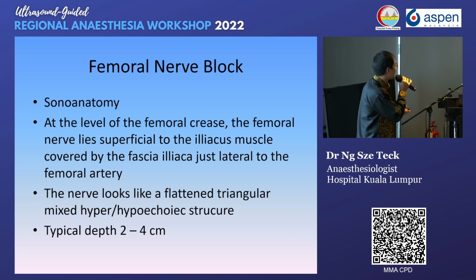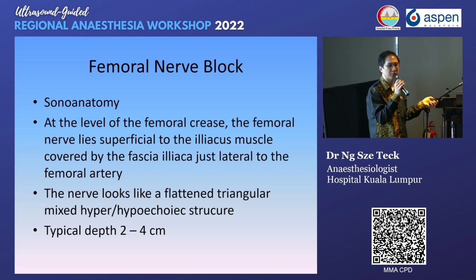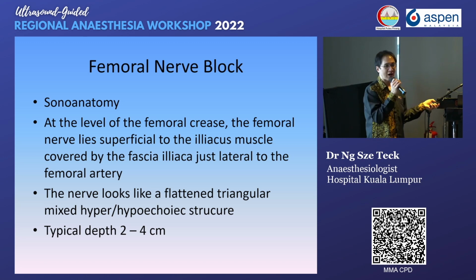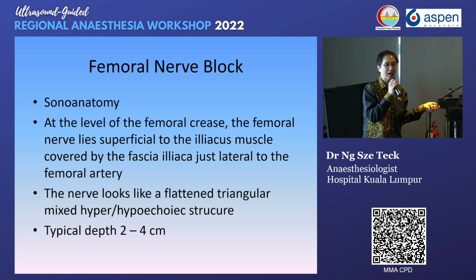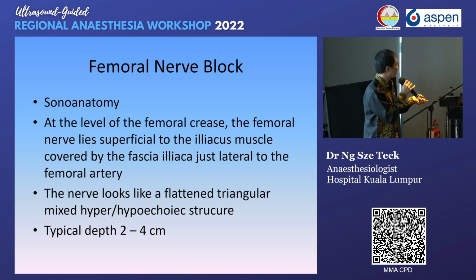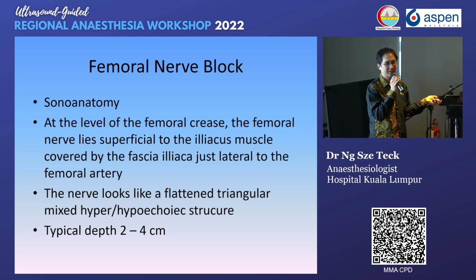At the level of the femoral crease, the femoral artery lies superficial to the iliacus muscle and is covered by the fascia iliaca, and the nerve is lateral to the femoral artery. So this is what we look for when we scan the femoral crease. We look for the femoral artery, and we look for the femoral nerve lying below the fascia iliaca, above the iliacus muscle. So it's not very deep. It's about 2 to 4 centimeters.